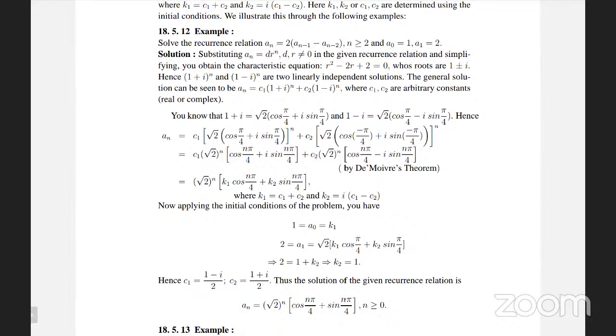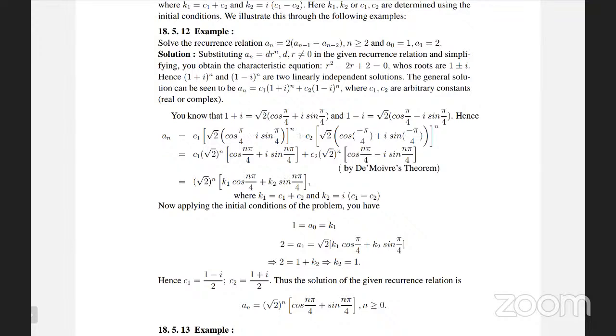Similarly for 1 minus i, we write root 2 cos pi by 4 minus i sin pi by 4. So instead of writing 1 plus i, we can write root 2 (cos pi by 4 plus i sin pi by 4). Instead of writing 1 minus i, we can write root 2 (cos pi by 4 minus i sin pi by 4). Under power n, we can write the power inside: cos n pi by 4 plus i sin n pi by 4. Both have root 2 whole power n common, so taking it outside, we have root 2 whole to the power of n.